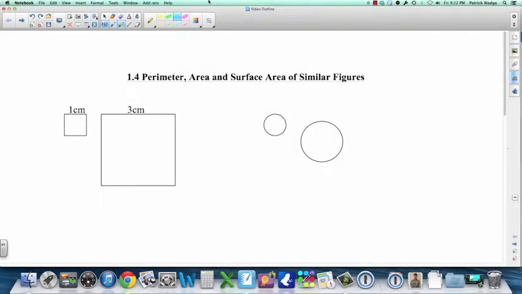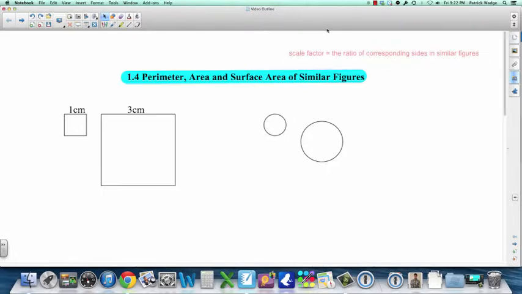Okay, section 1.4 is on perimeter, area, and surface area of similar figures. Wow, that is one long title. Okay, let's remind you of something we did last day, and that was scale factor. And basically, scale factor is the ratio of corresponding sides in similar figures.